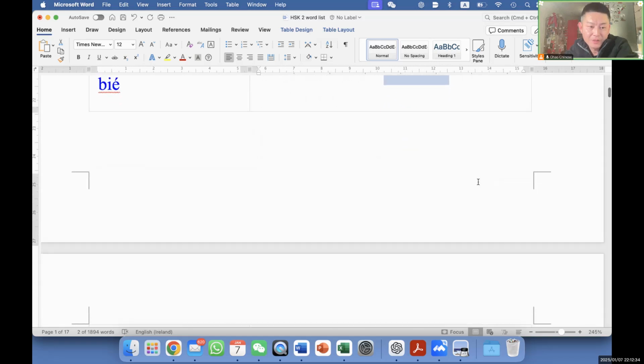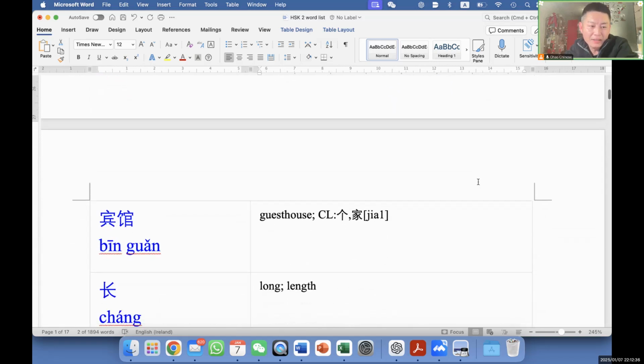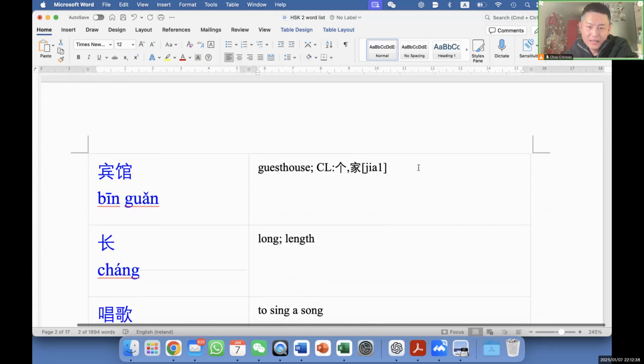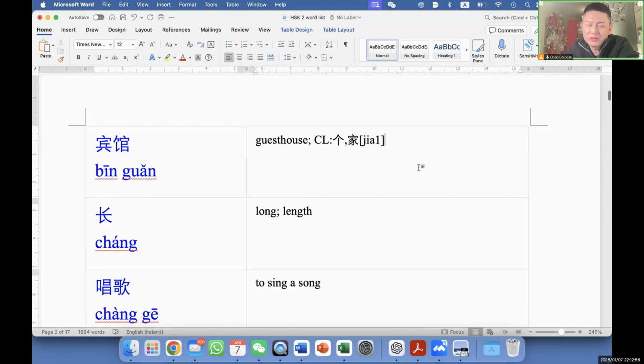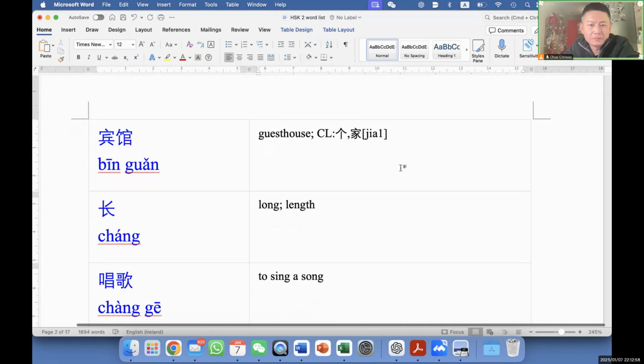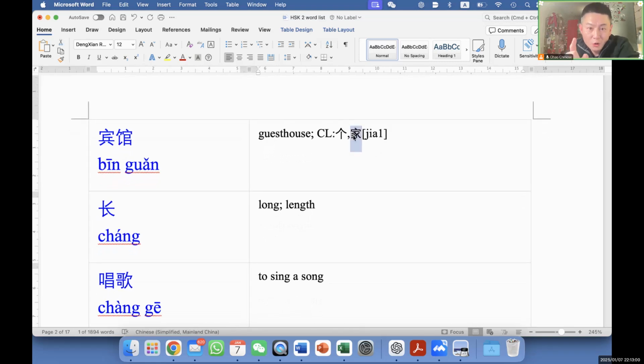So that's that. And 宾馆 is hotel or guest house. How big is 宾馆? It's usually pretty small. I would say 2-star, 3-star. 5-star hotels are not called 宾馆, usually not. And 宾馆 is a bit of an old word they used decades ago, and now we don't really use it as much. And the classifier is 家, home, a home of guest house. It's beautiful.